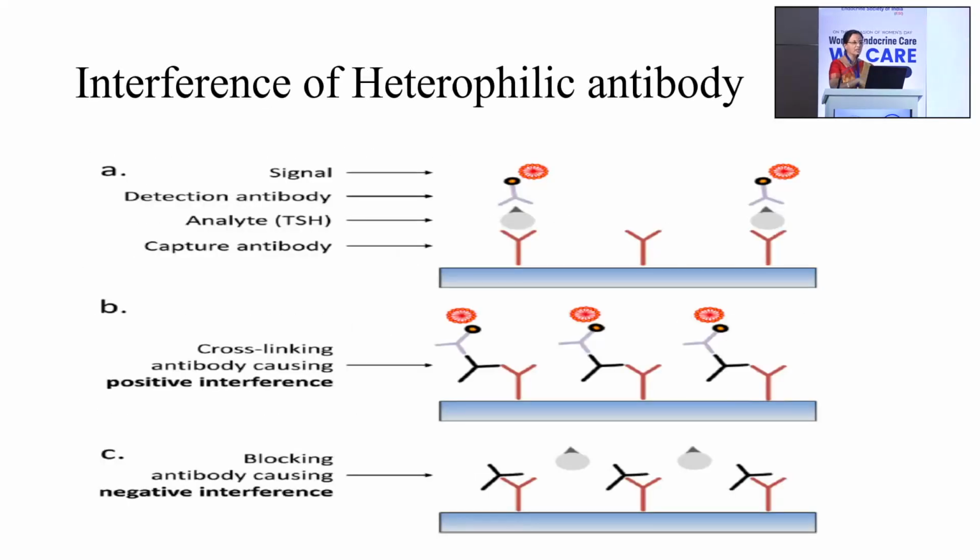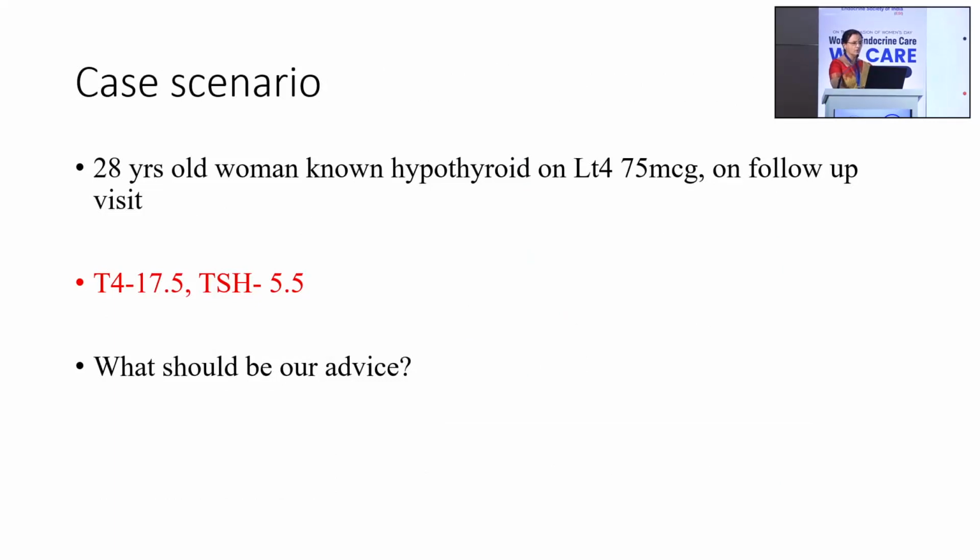So this is the picture showing it can have a positive interference, heterophilic antibody, or the negative interference. So this is one more case scenario: a 20-year-old woman with hypothyroidism on levothyroxine 75 micrograms, on follow-up. T4 is elevated, 17.5, TSH is 5.5. So what should be our advice?